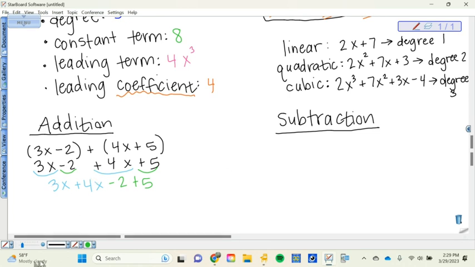Okay, so what's 3x plus 4x? 7x. And -2 plus 5? 3. Plus 3. And that's your final answer. Cool? It's pretty easy, isn't it? Yeah. Okay, now let me show you subtraction. It's really similar, but just slightly different.